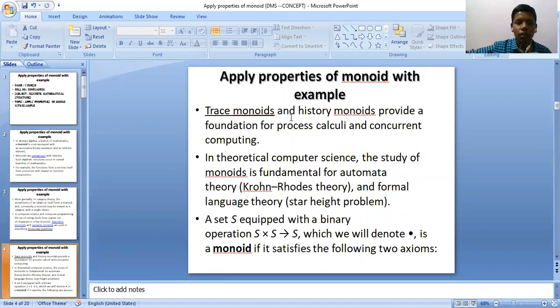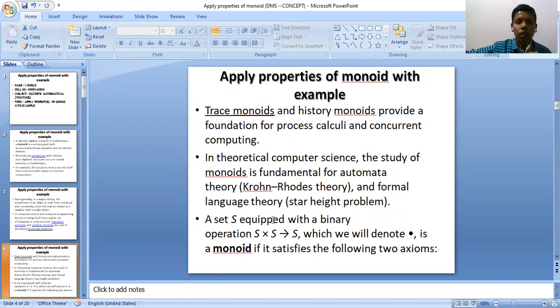Trace monoids and history monoids provide a foundation for process calculi and concurrent computing. In theoretical computer science, the study of monoids is fundamental for automata theory, Krohn-Rhodes theory, and formal language theories.